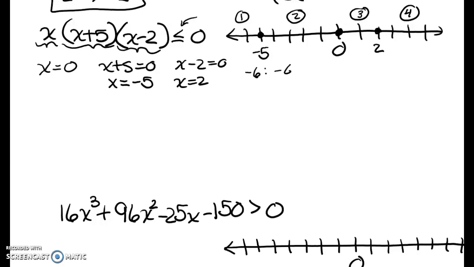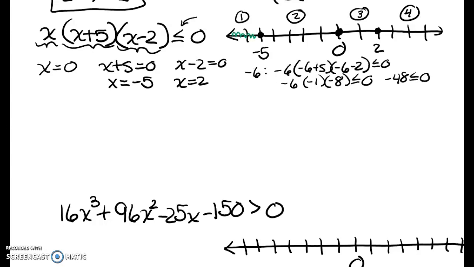So we get -6 times -6 plus 5 times -6 minus 2 is less than or equal to 0. So we get -6 times -1 times -8 is less than or equal to 0. And I know that -6 times -1 is 6. 6 times -8 is -48 is less than or equal to 0. That is true. So I'm going to shade that in.